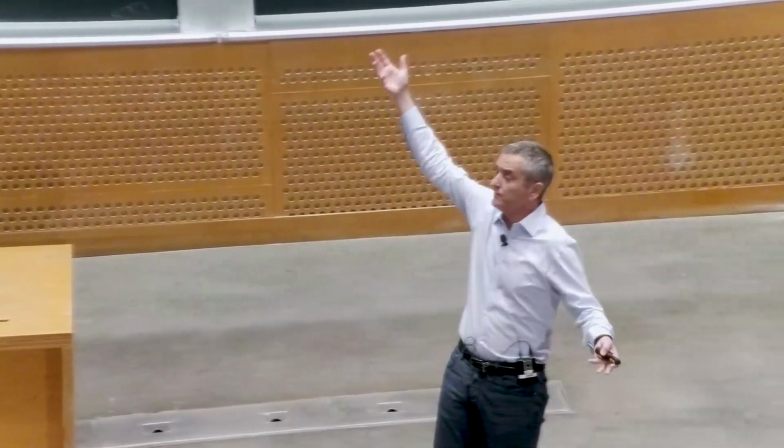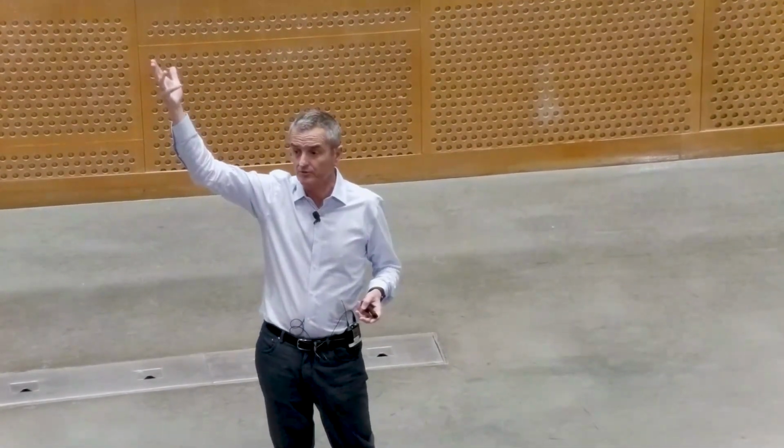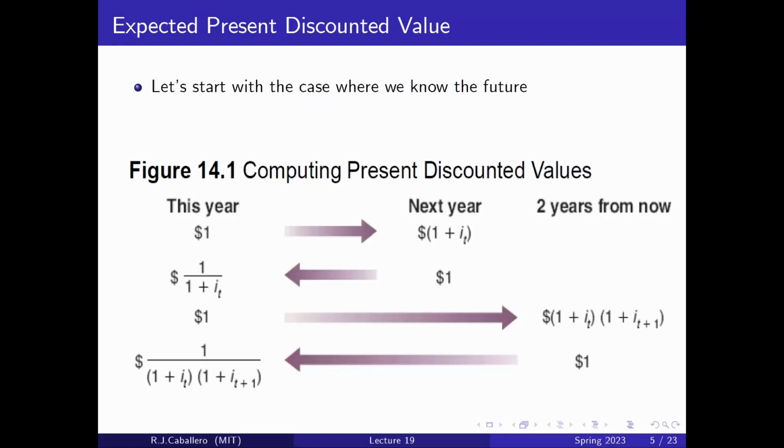You are receiving some income today, but you're also expecting to receive income in the future. And this part was about how we value those cash flows that come in the future. And so we developed this concept of expected present discounted value. We said a very natural way of bringing dollars received in the future to the present is to discount them by the interest rate between now and then, okay?